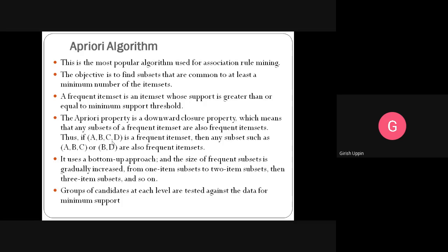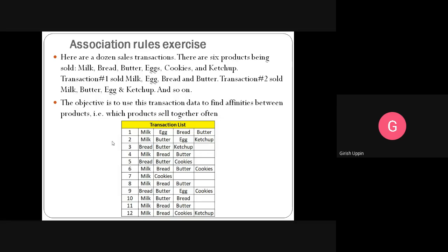Then two items, three items, four items. Until we are getting the item set which is having support and confidence more than the threshold that we have set, we should keep on increasing the number of items. Groups of candidates at each level are tested against the data for a minimum support. So we are going to check for the minimum support.